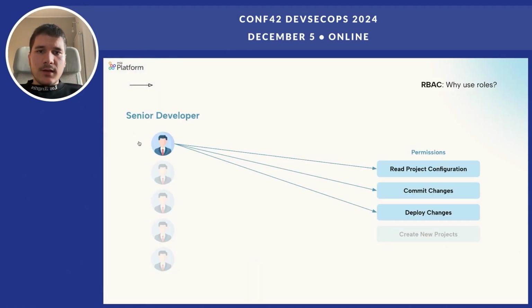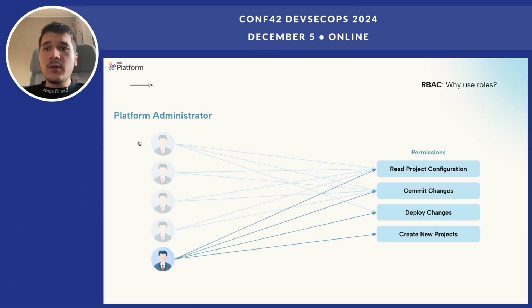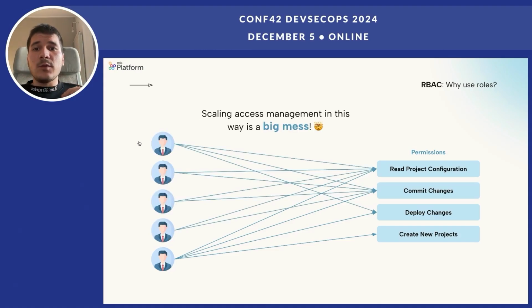Let's take the example of an internal developer platform. In this context, we may have senior developers who are allowed to access project configurations, commit changes, and deploy them. Then we have a group of junior developers who are allowed to access the project configurations and commit changes, but not deploy them. And finally, we have the platform administrator with full permissions. They can do everything senior developers can do, but in addition, they can also create new projects. In this situation, even if we used a simple example, scaling by directly assigning each user the specific set of actions they are allowed to do becomes really complex.